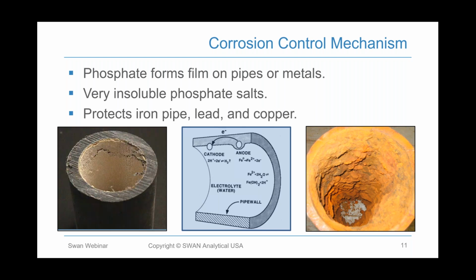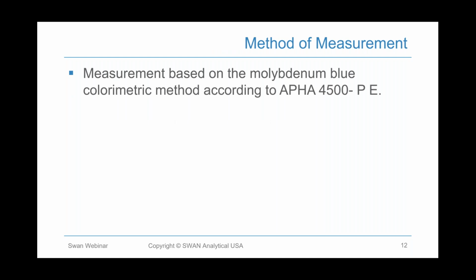So how do we measure it? We've talked about the problem. The problem's corrosion. We talked about some solutions, and at least for the purposes of this call, we're talking about using phosphate as an effective and economical way of controlling corrosion. So now we're putting phosphate in our system.